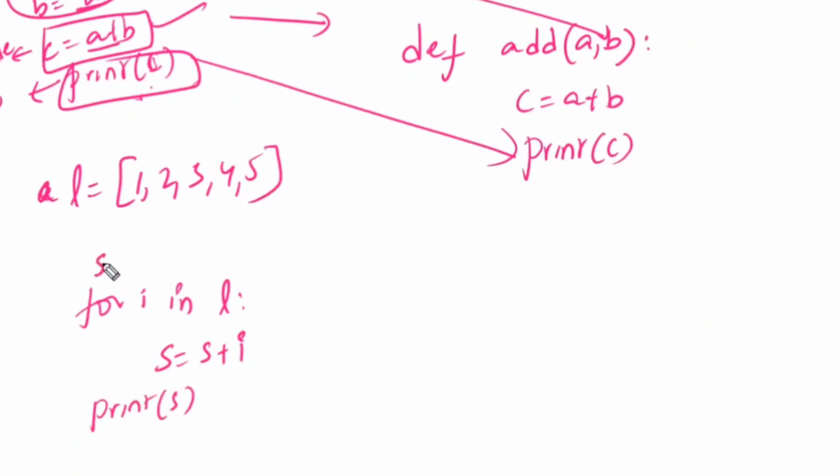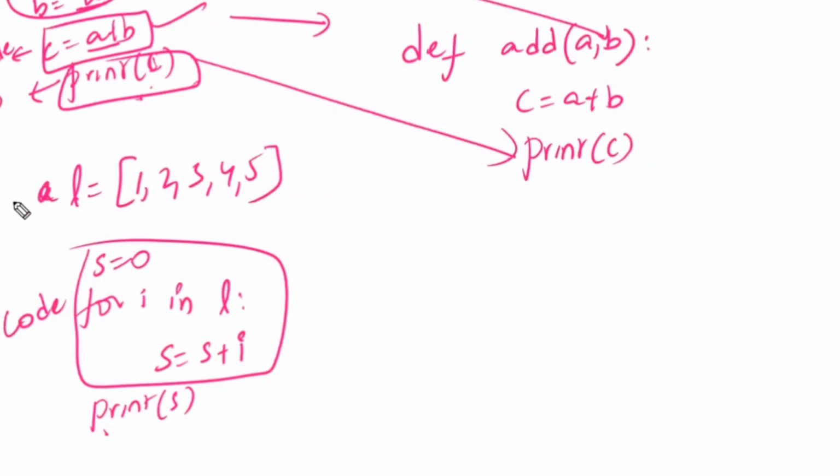So initially S value you have to give as 0. Which is the input? This is the input. What is the output? This is the output. What is the code? These 3 lines are code. This is code, this is input, and this is output. Same thing I am converting as a function.